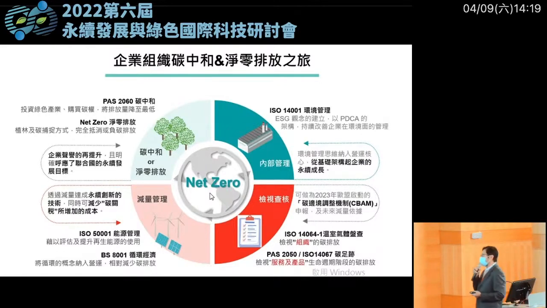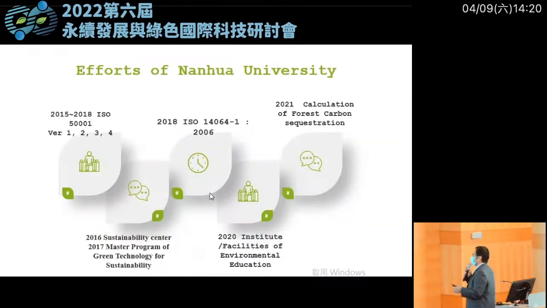Of course, at Nanhua University, we hope we can reach carbon neutral in 2028. So this is my duty. Now I need to find a way to reach carbon neutral. Next I will talk about the flow of our work in the past 6 or 7 years. You can see that from 2015 until now we have done ISO 50001.